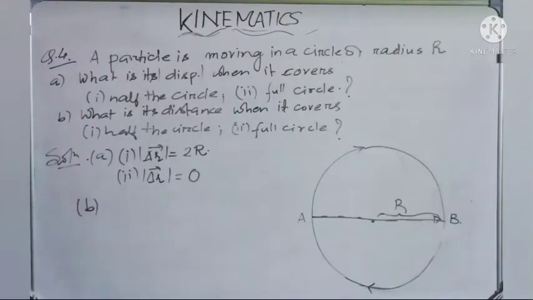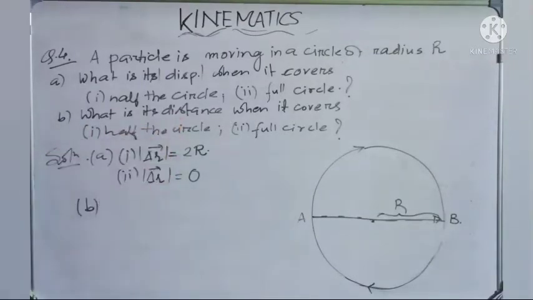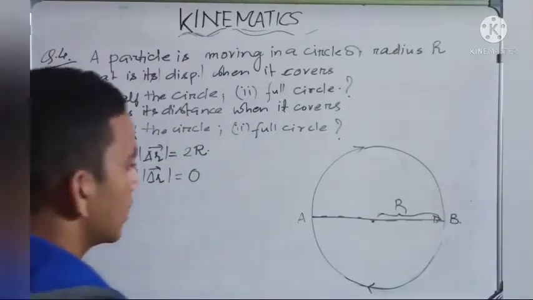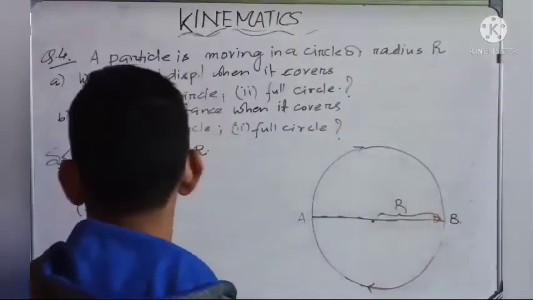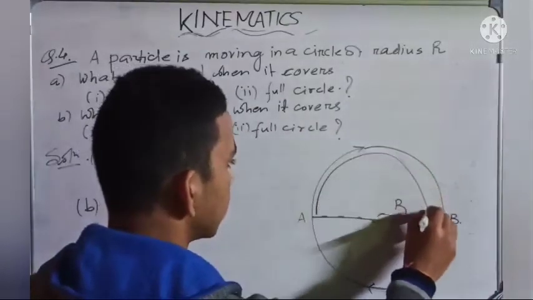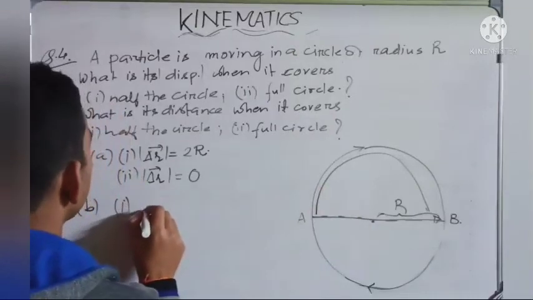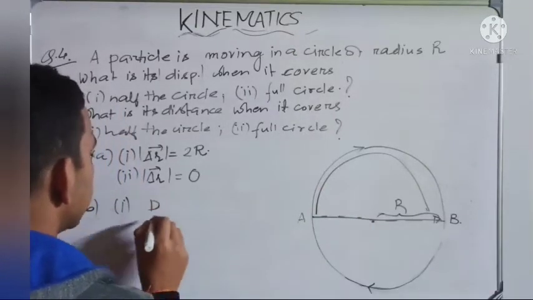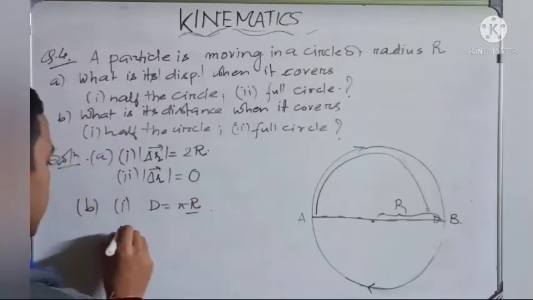Now, let's come to question number B. Here we are required to find the distance, or the actual path length traveled, when it covers half the circle. That means when it reaches the position B from A, in this direction, the actual path length covered will be this length. This length, as we all know, is pi times r. So we can represent distance as D is equal to pi times the radius of the circle.